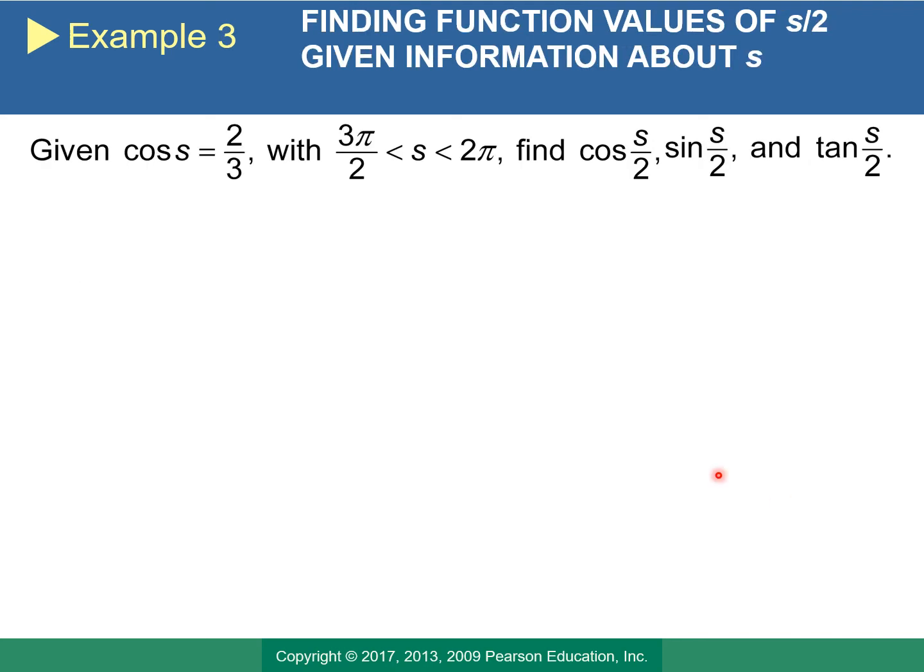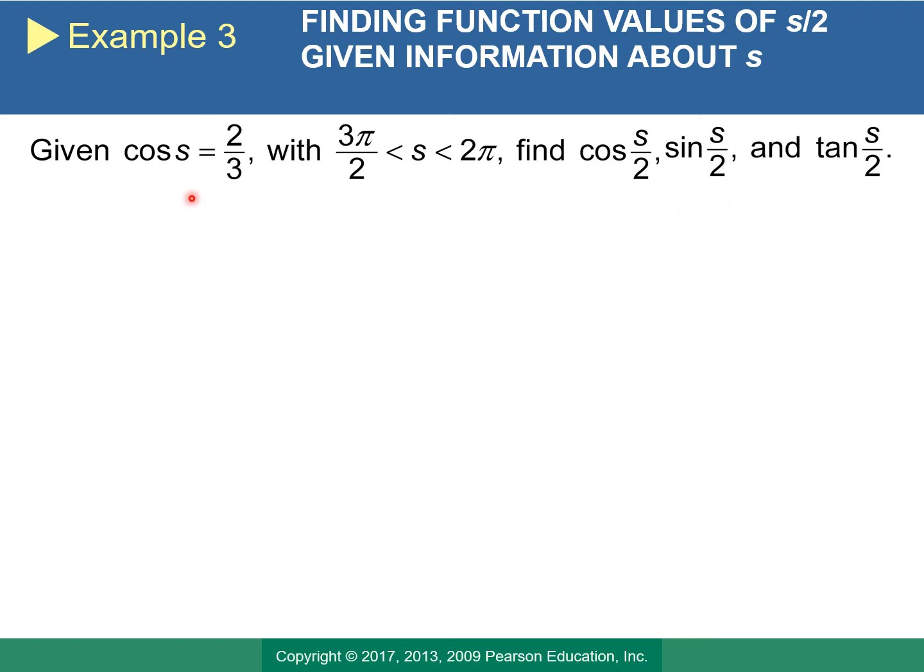Let's try this example here. So we're given cosine of s. Think of s as your angle. So cosine of s is 2/3. And then we're actually told which quadrant that s is in. And then we're asked to find all these half angle values. So cosine of half of s, sine of half of s, and tangent of half of s.